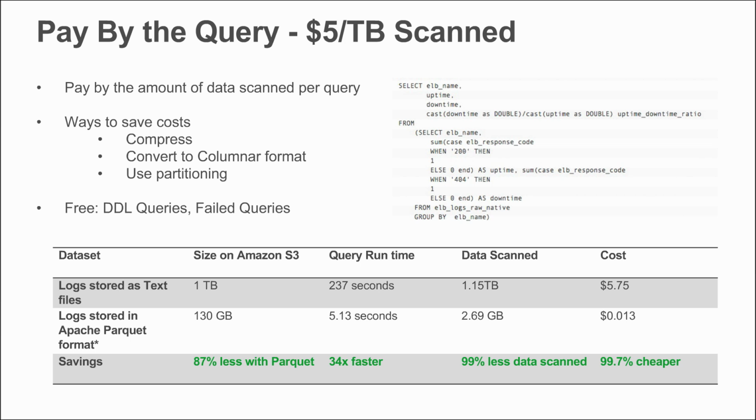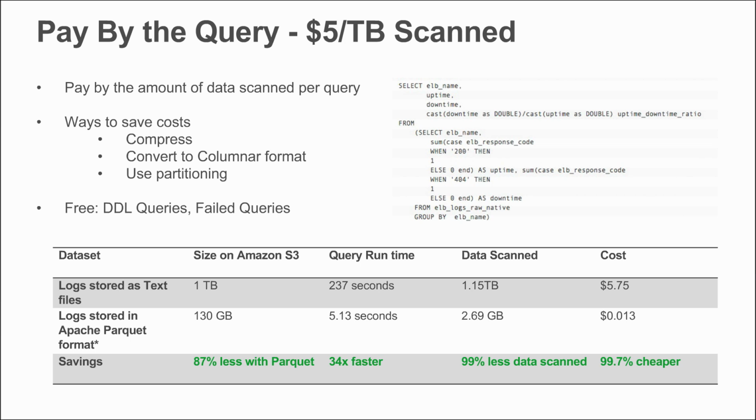So, for example, in this case, unless I have partitions, the only way I can have the query scan less data when I'm using text files is to use partitioning of data. So in this case, this query runs for 237 seconds because it is processing data directly from S3 in its raw text format. It scanned about 1.15 terabytes of data and cost me $5.75.